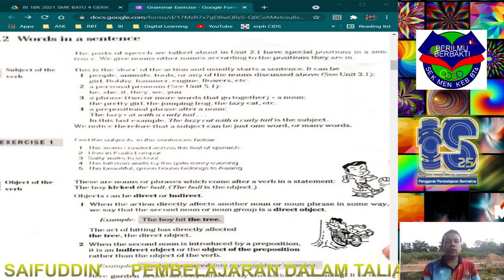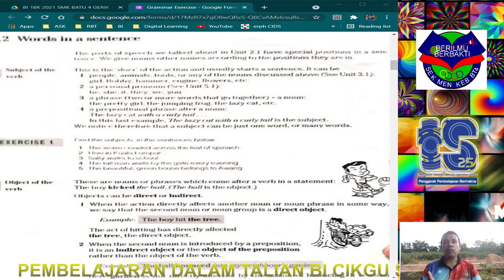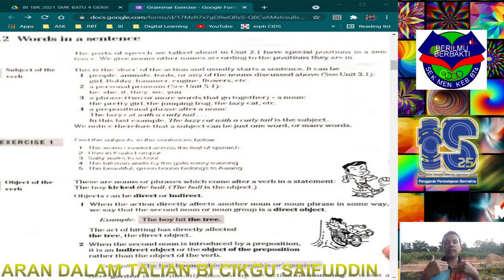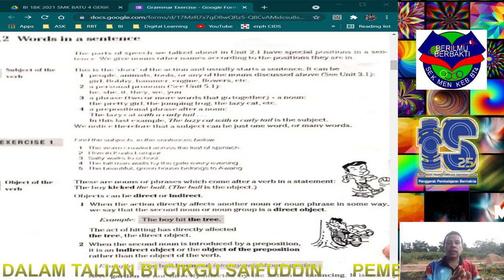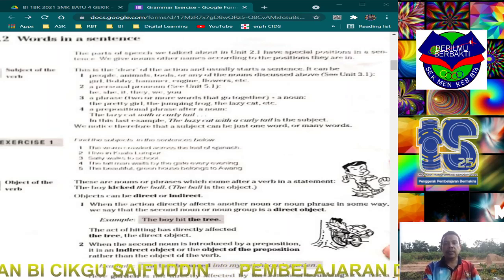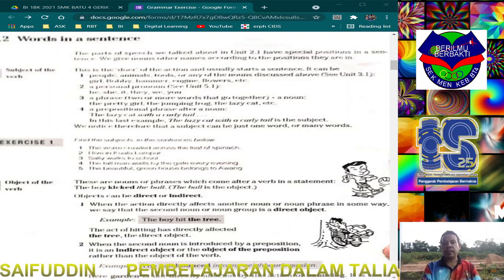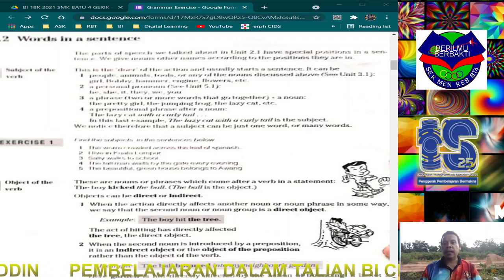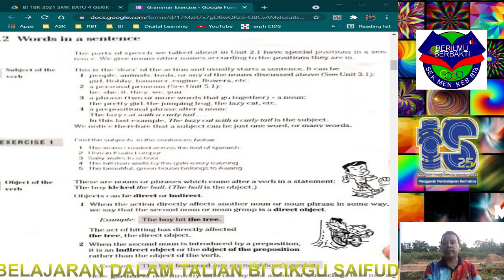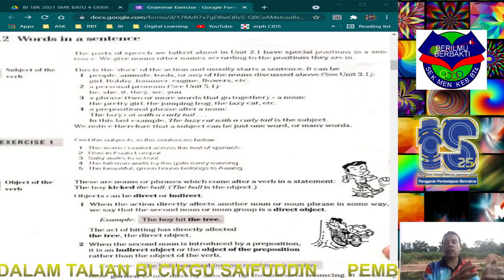Okay, now we look at the words in a sentence. Previously we have learned about the types of words: modifiers, noun, verb, pronouns, preposition, and so on. Now, when we are going to build a sentence, we have to know the parts of the sentence. The first one is the subject of the verb. The subject is the doer of the action or the verb and usually starts a sentence. It can be people, animals, tools, or any of the nouns discussed above, for example girl, Bobby, hammer.